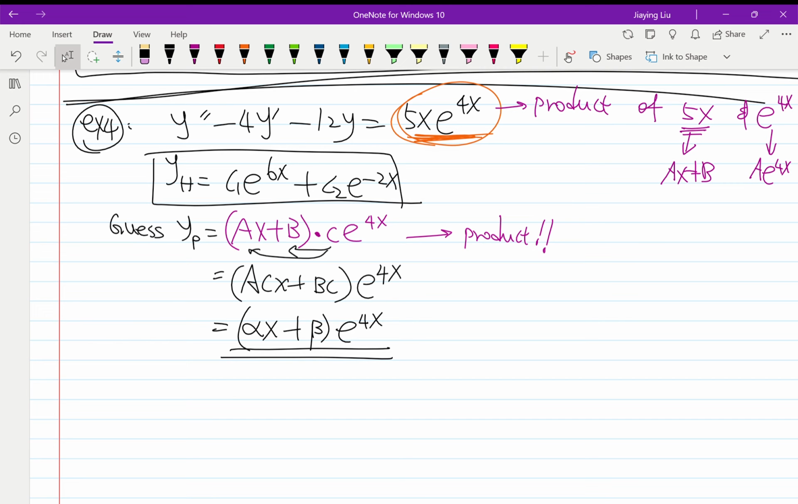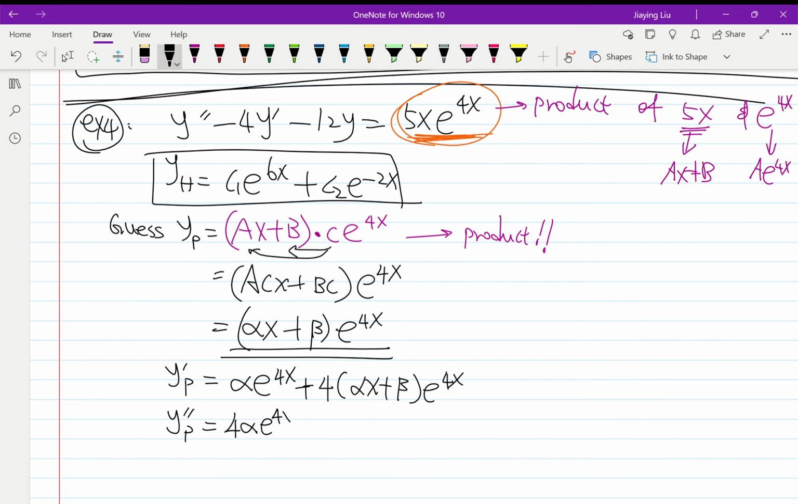And now we're going to find the derivative and then put it in there. I'm going to do it a little bit quick here because it's the product rule, right? So that's going to be alpha. Is it okay if I use alpha and beta, or do you prefer something else? Fine? Okay. So it's just going to be alpha times e to the 4x plus alpha x plus beta times e to the 4x times the 4, using the chain rule there. Well, product rule and then chain rule. And then let's take the derivative again, which is going to be 4 alpha e to the 4x plus 4 times, product rule one more time. So that's going to be alpha e to the 4x plus 4 times alpha x plus beta times e to the 4x.